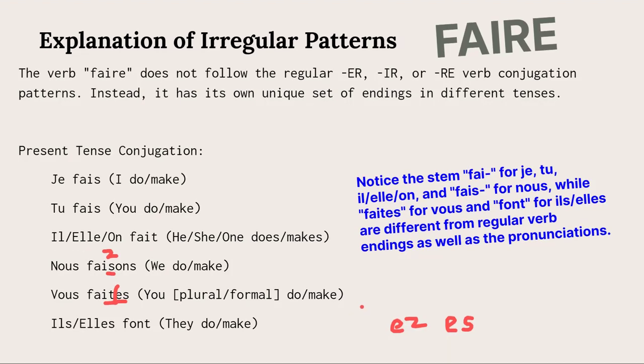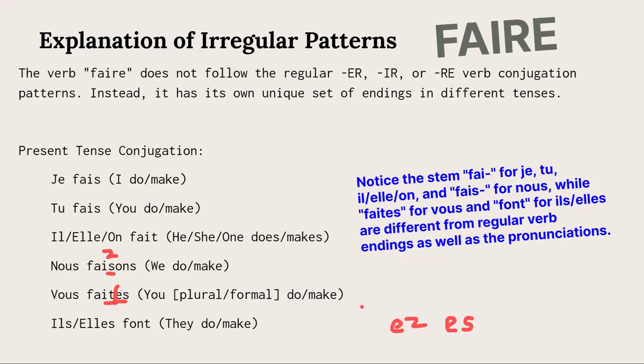Okay, let's read again. Je fais, tu fais, il fait, elle fait, on fait, nous faisons, vous faites, ils font, elles font. One more time. Je fais, tu fais, il, elle, on fait, nous faisons, vous faites, ils, elles font. Notice the stem, fai, for je, tu, il in the singular, and in the plural, also fai for vous and font. So it's really irregular, in writing and in pronunciation. But I hope you've been able to understand that now.